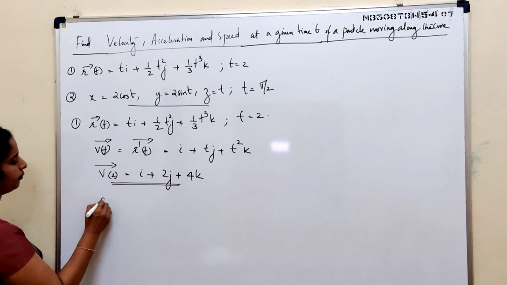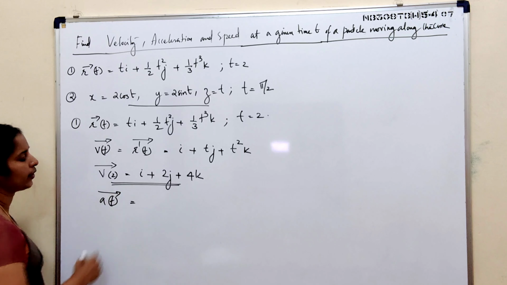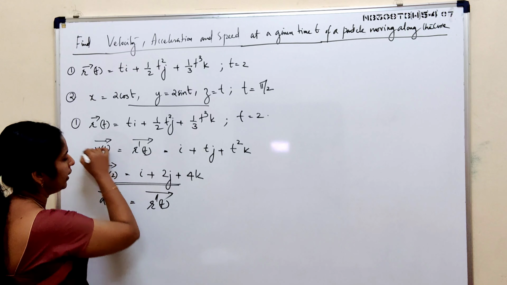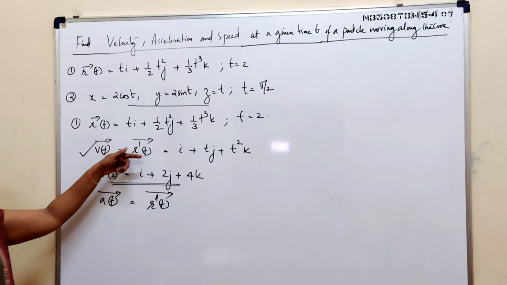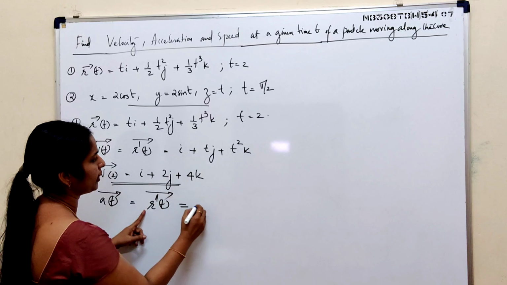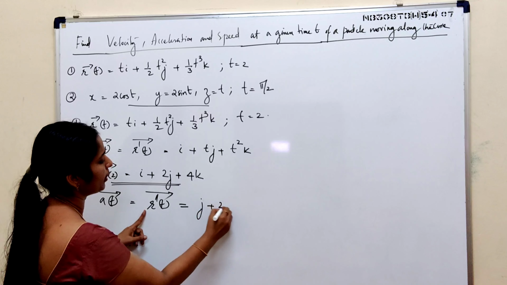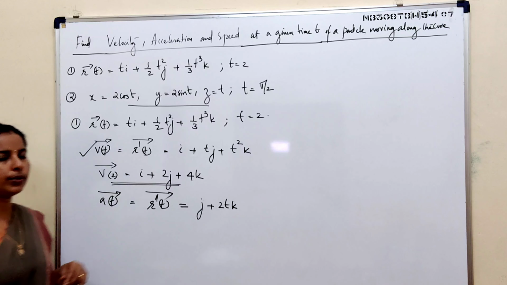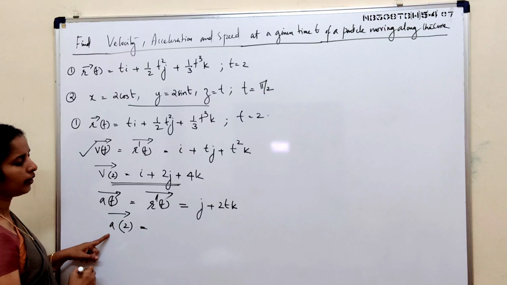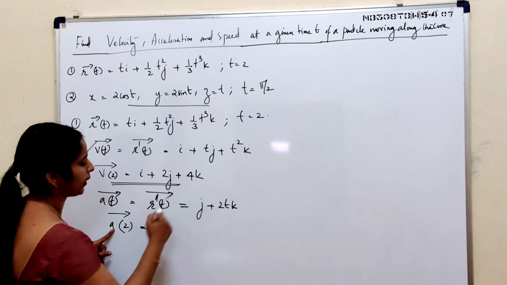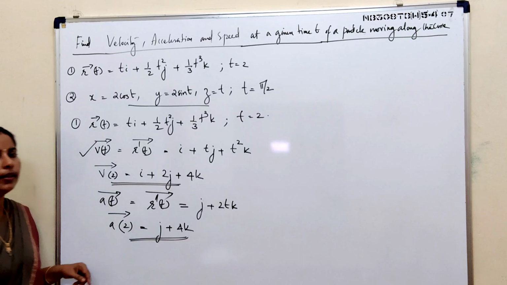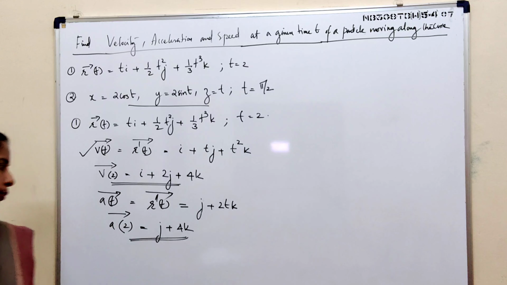Next, acceleration. Acceleration is r''(t). This is r'(t), so you differentiate this again with respect to t. The derivative of the first term is 0, the derivative of the second term is j, the third term is 2tk. This is the acceleration. Then next, acceleration at 2 seconds is obtained by putting t equal to 2 in this expression. So j plus 4k. This is the acceleration at time 2.